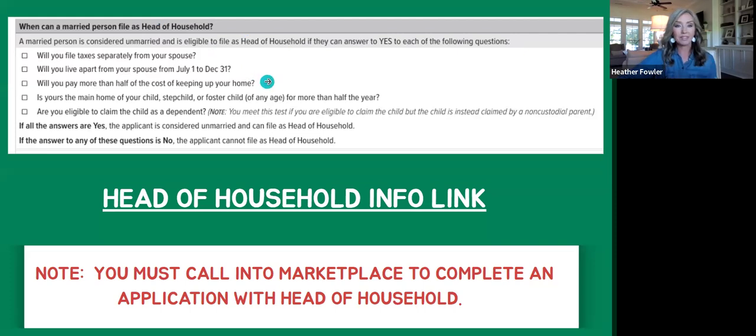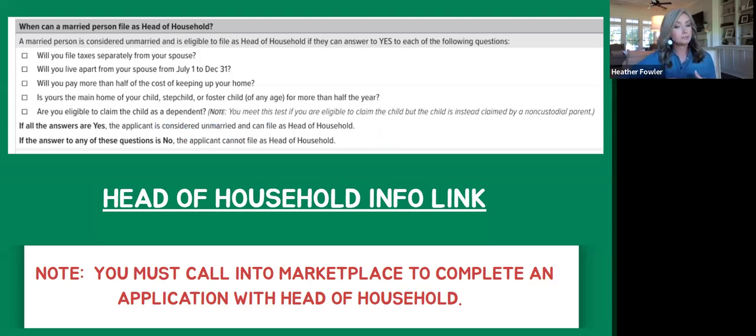Will you pay more than half the cost of keeping up your home? Is yours the main home of a child, stepchild, or foster child for more than half the year? And are you eligible to claim the child as a dependent? And if you can answer yes to all of those, then you can file as head of household.